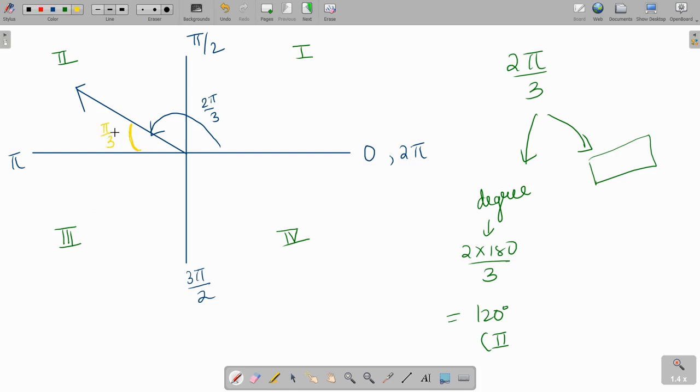Okay. What I have to do? I just have to do pi minus 2 pi by 3. That's how I got that value. Pi minus 2 pi by 3, which gives me the answer as pi by 3. That is the acute angle that it makes with the x-axis.